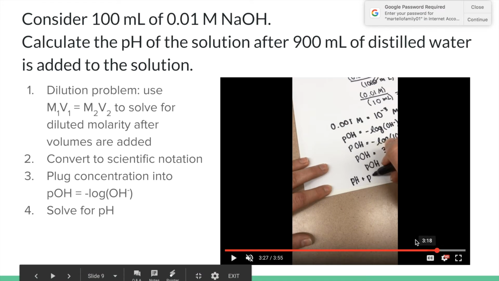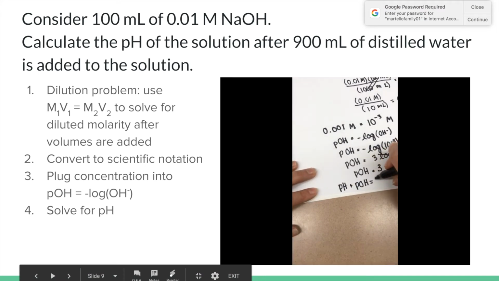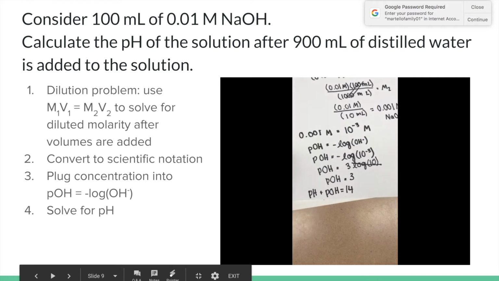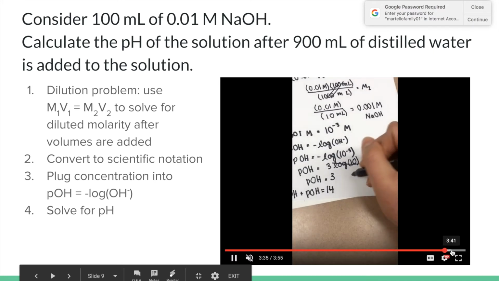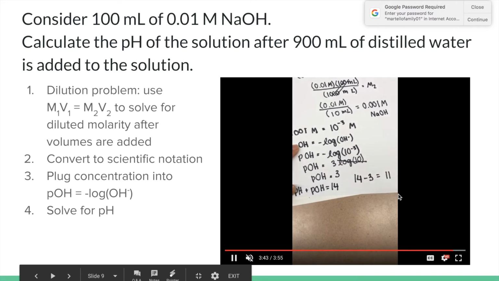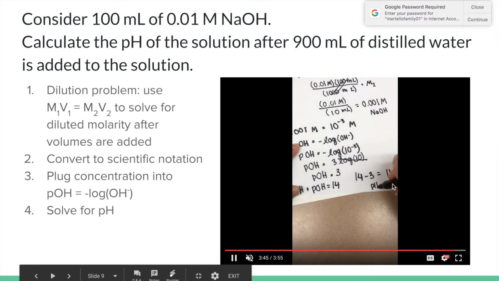We're then going to use our next rule to solve for pH, which is pH plus pOH is always equal to 14. We're then going to subtract 3 from 14 and get a pH of 11. And that is our answer.